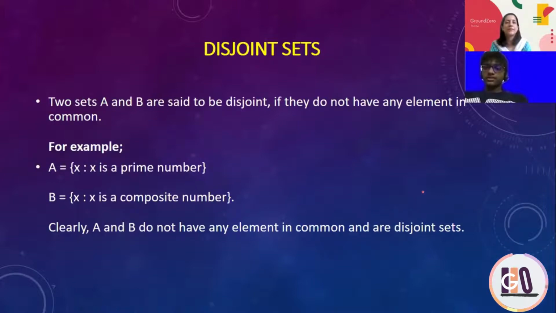Now what are disjoint sets? Two sets A and B are said to be disjoint if they don't have any element in common. So no element in common is known as a disjoint set. Here A is a set of elements x where x is a prime number, and B is the set of composite numbers. So obviously no elements are common. So it's a disjoint set.